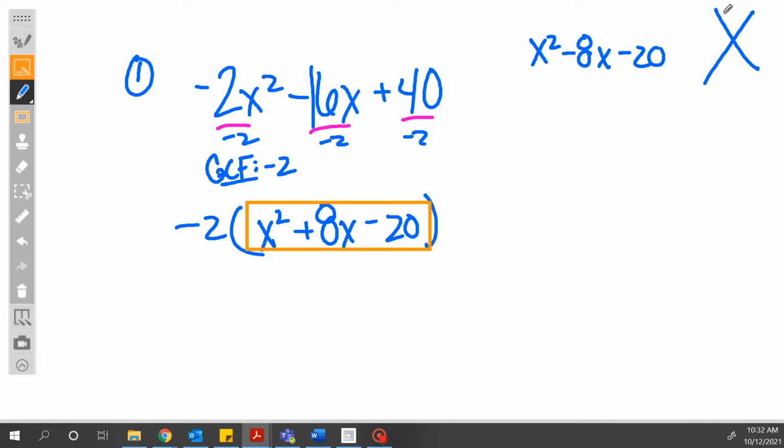Up in the top we have a times c, which is negative 20. In the bottom we have b, which is positive 8. I'm looking for 2 numbers that multiply to negative 20 and add to 8. That's going to be negative 10 and positive 2. Multiply these together and you get negative 20. Add these together, you get negative 8.